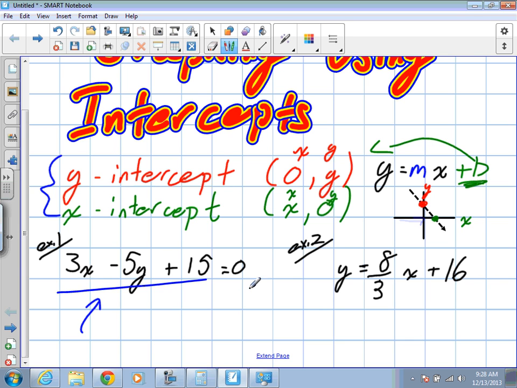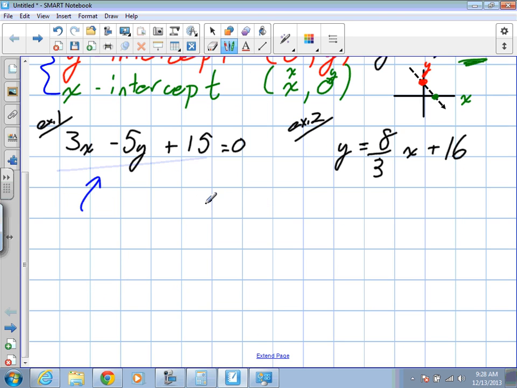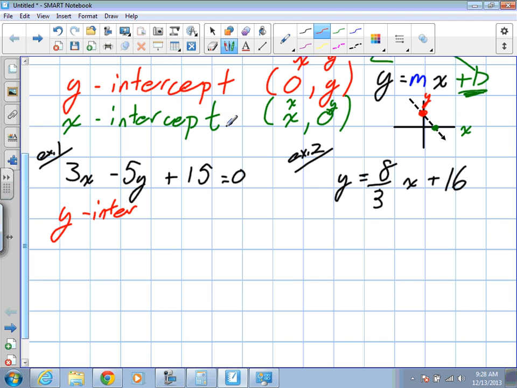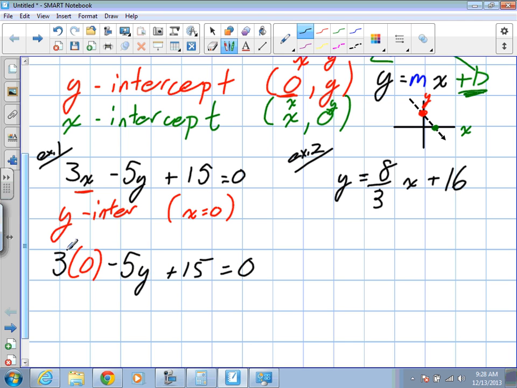Now, what form is this one in? Standard. That's right. This is in standard form. So the first thing I would like to find is a y-intercept. So to find a y-intercept, what do I have to set equal to 0? That's right. I need my x value to be equal to 0. So therefore, x must equal 0. So this value here, we're going to replace with 0. We get 3 multiplied by 0 minus 5y plus 15 is equal to 0. What is 3 times 0? 0. All right, so this is what we're left with now.